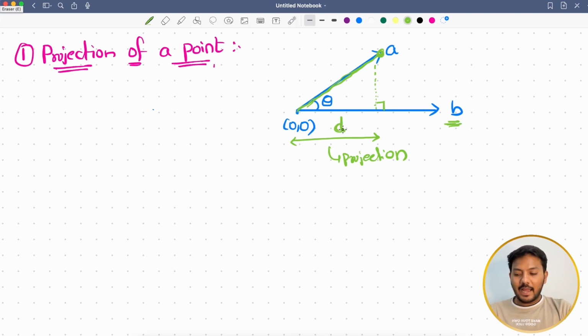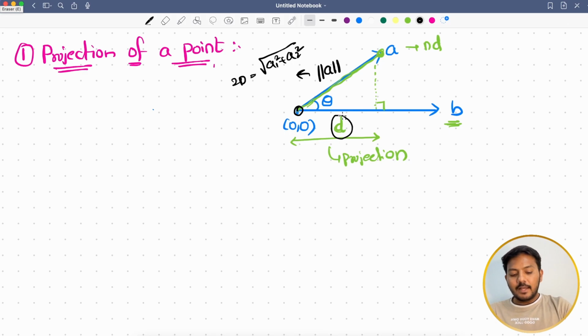And let's assume we have an n-dimensional point. And here we have distance of a point from an origin. So we call it modulus of A. And this is basically, if it is 2D, root of a1 square plus a2 square, and if it is nD, it will be a1 square plus a2 square up until an square. And mathematically this distance is given as d equal to modulus of a cos theta.